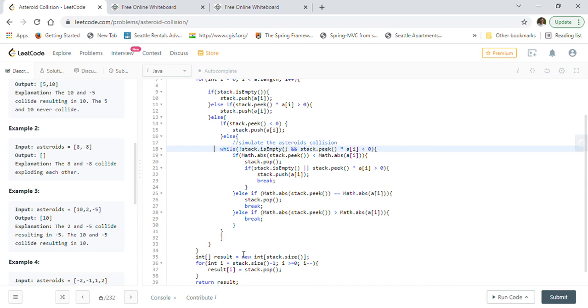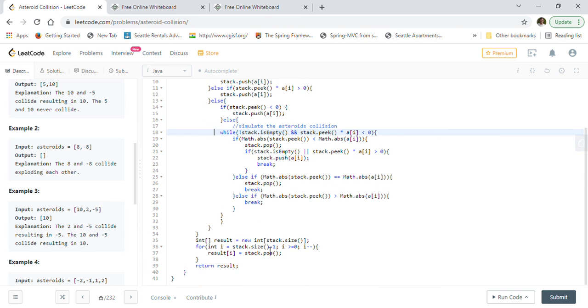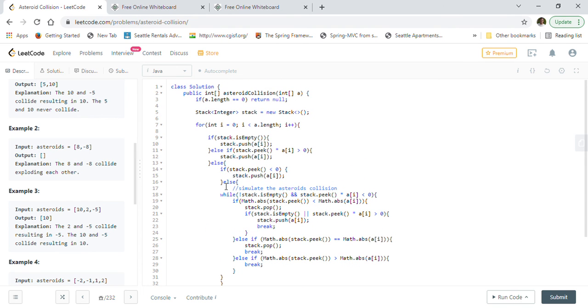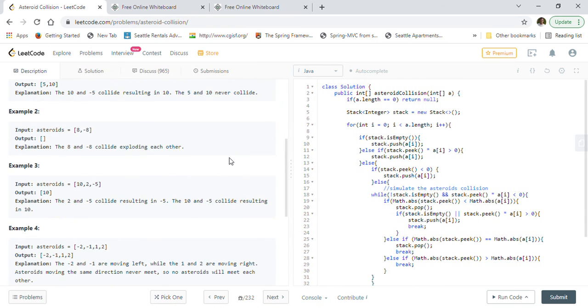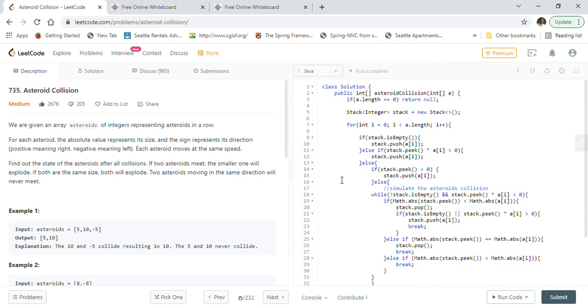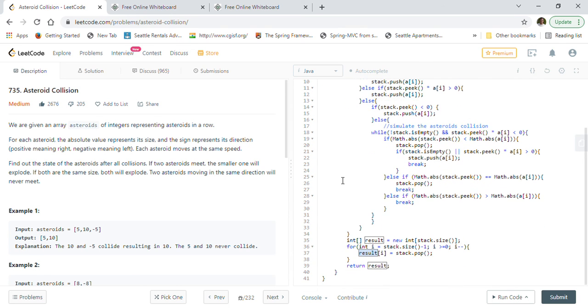So at the end we will just go through all the stack values in the opposite direction, so we are going from the reverse direction, so we can form our result array. So this is all about the solution for the asteroid collision problem that was asked by Lyft. We can solve this problem with the help of a stack and this logic.